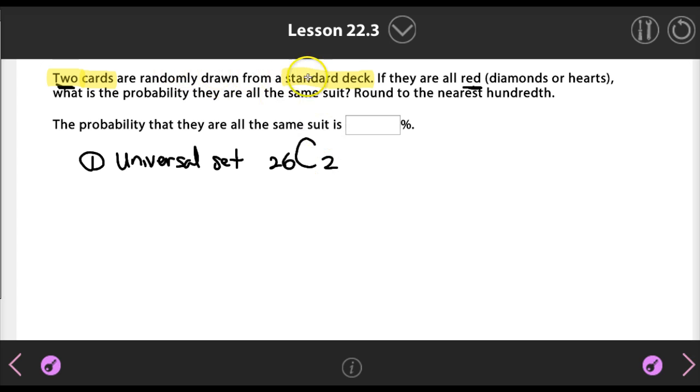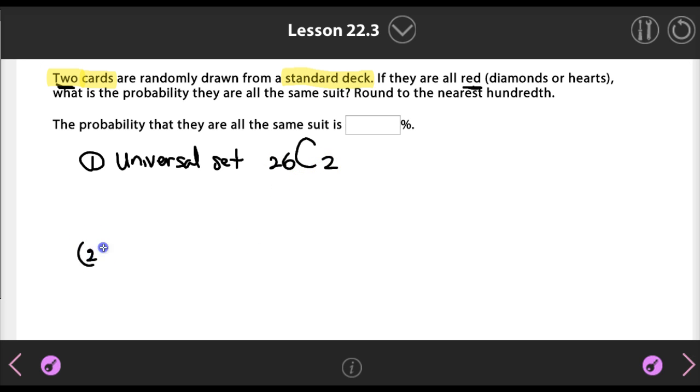Because who cares about the standard deck, how there's 52 cards in there? The one that we're worried about is the fact that they are all red. The 2 cards that we select are going to be red. So how many red cards are in a standard deck? There's half of them in red, so there's 26 cards, right? So out of the 26 cards, we're going to be choosing 2 if they're going to be all red, right? So that's your universal set.